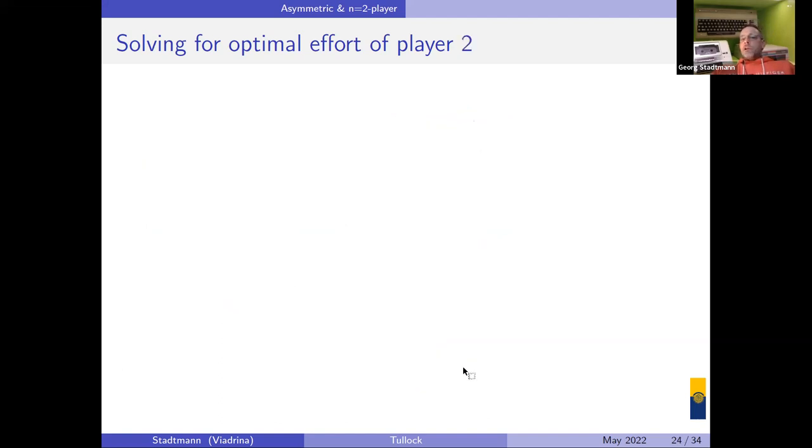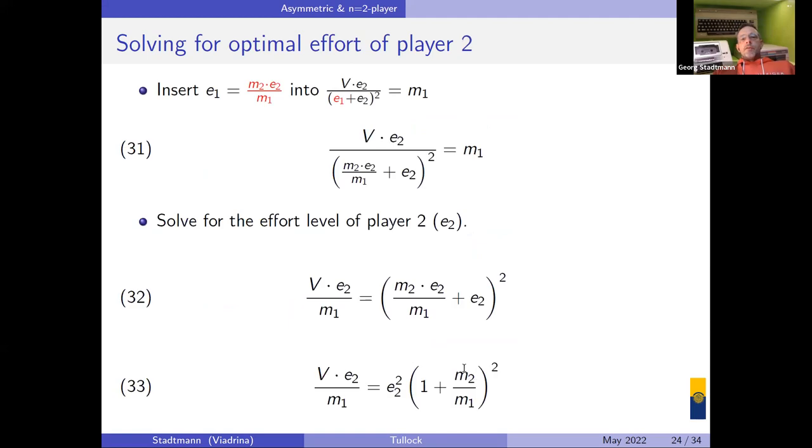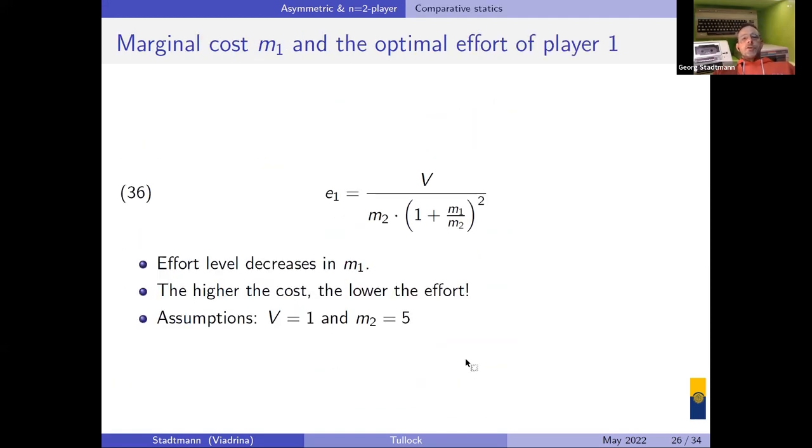We can, of course, solve also this problem for the optimal effort level of player two. Not too much interesting stuff will pop up. But now we can once more try to simulate what happens to the effort level of player one in case that the marginal cost M1 change. One result will be that the higher the marginal cost of player one, the lower the effort level of player one. We assume that V is equal to 1 and M2 is equal to 5.